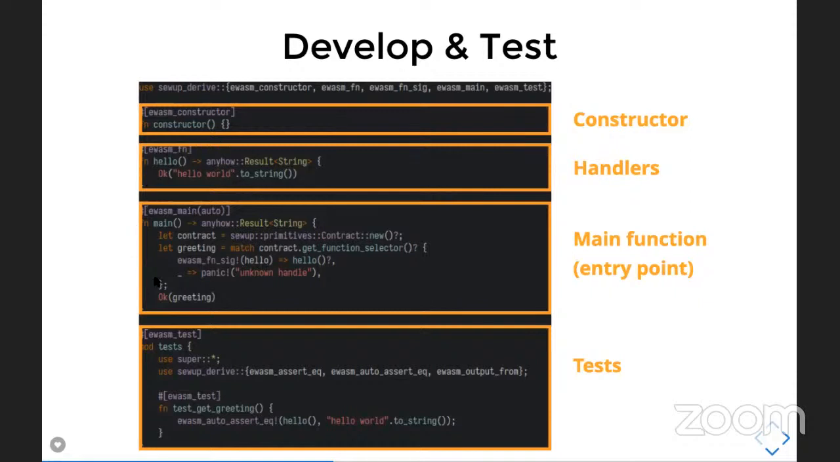And then there's the main function. In the main function, you can see this is auto type. You can also use Rust type or other things. And you need a contract, and the contract gets the function signature. Use the get function selector, match this part and get the result, something like this.